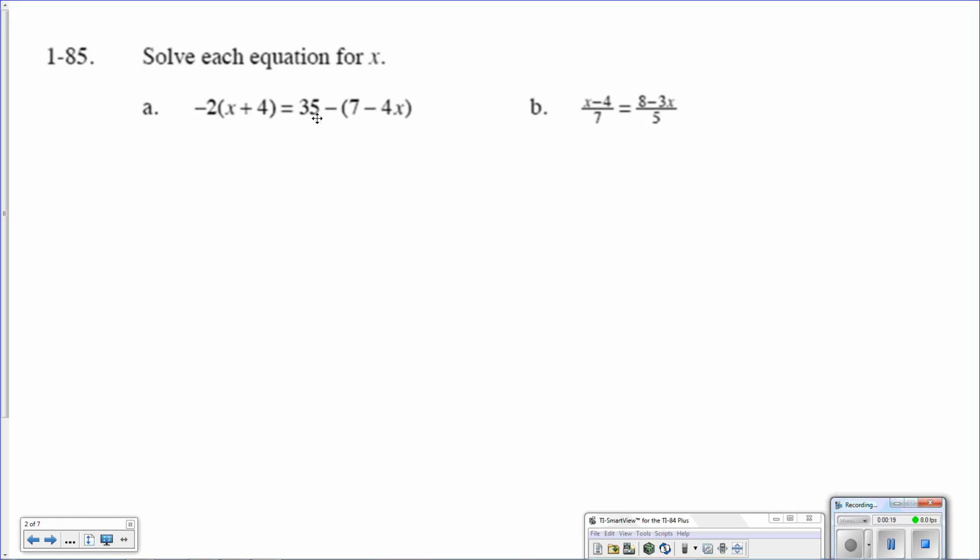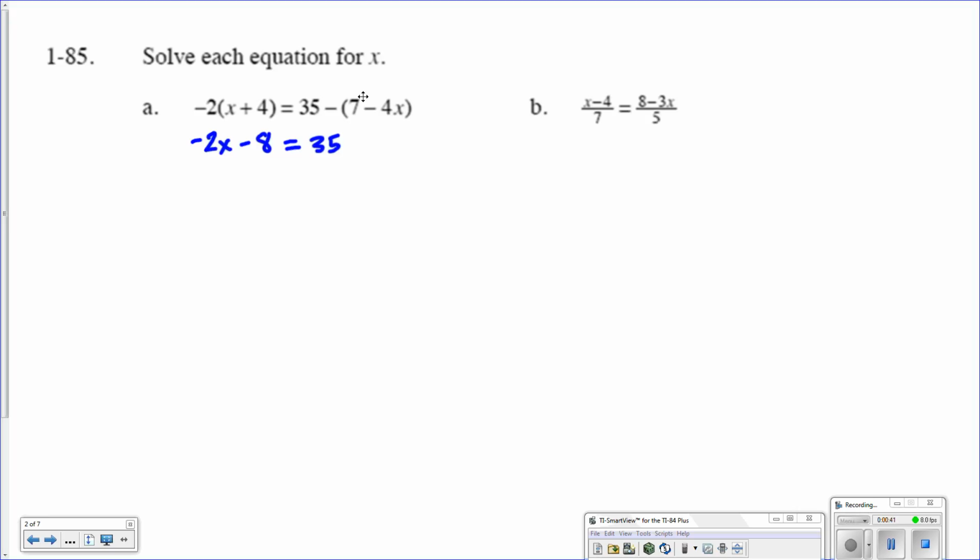Alright, this one here, let's go ahead and get rid of our quantities first. Let's distribute our -2 through. So we're going to say -2 times x. That's going to give us -2x. -2 times +4 is going to be -8. And that equals 35. And we're taking away this entire quantity.